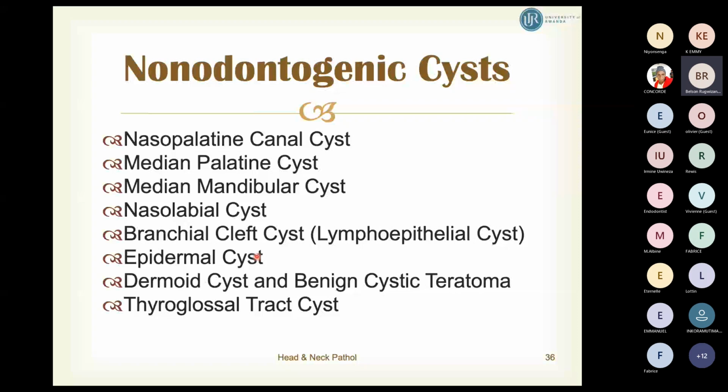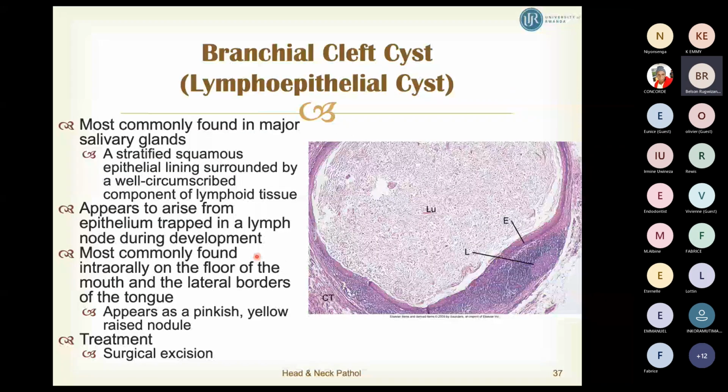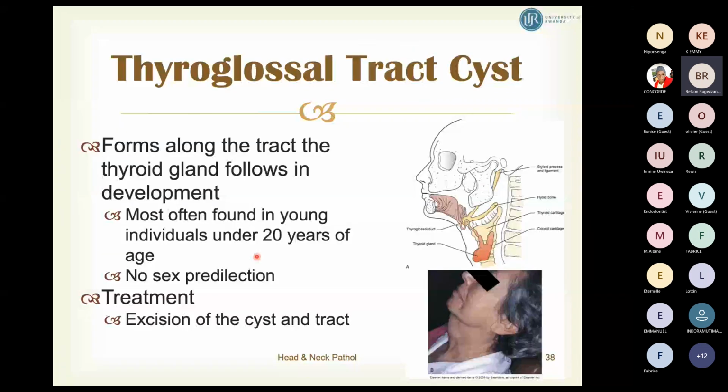So otherwise you have many cysts which are found on the neck. So brachial cleft cyst is presented here, and then thyroglossal tract cyst, as I mentioned. You see the thyroid and then the thyroglossal duct.